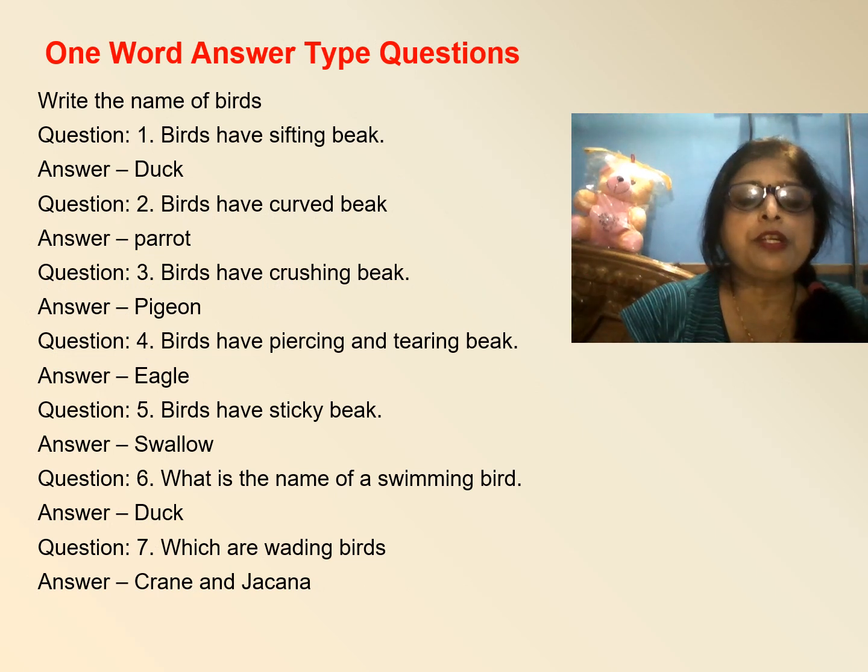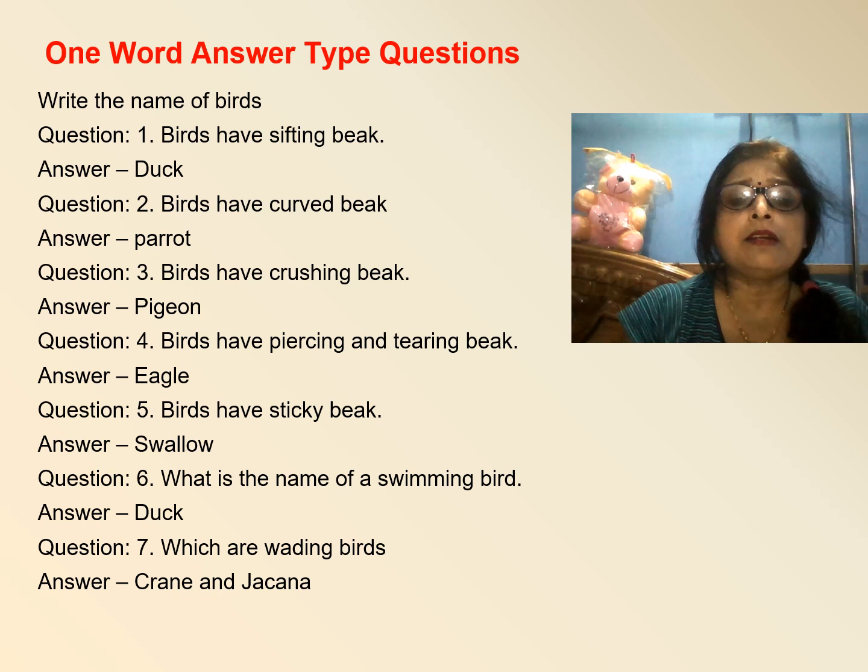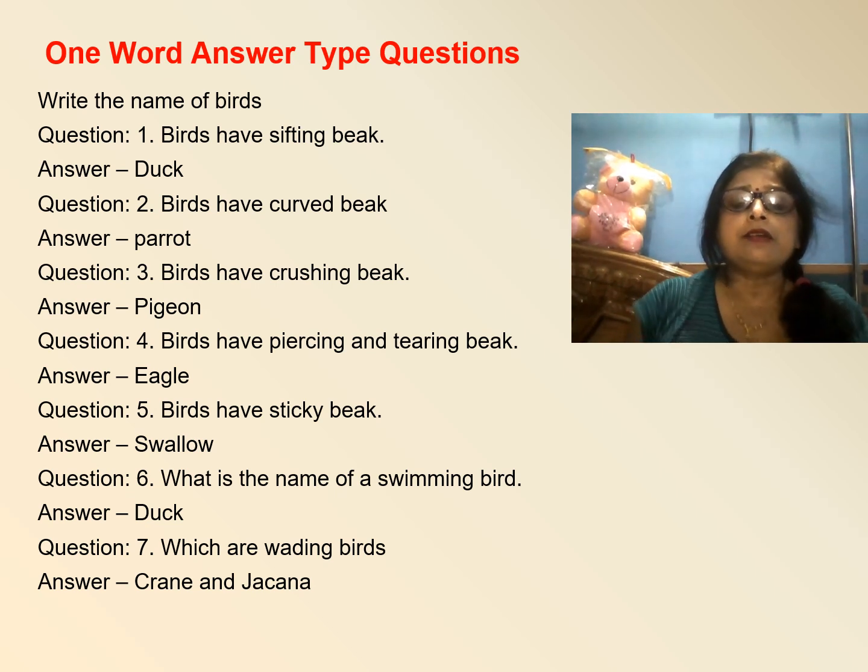Another type of question is write the one word answers. Write the name of birds. Birds have sifting beak. Answer, duck. Birds have curved beak. Parrot. Birds have crushing beak. Pigeon. Birds have piercing and tearing beak. That is eagle. Birds have sticky beak. Swallow. What is the name of a swimming bird? That is duck. Which are wading birds? That is crane and jacana.